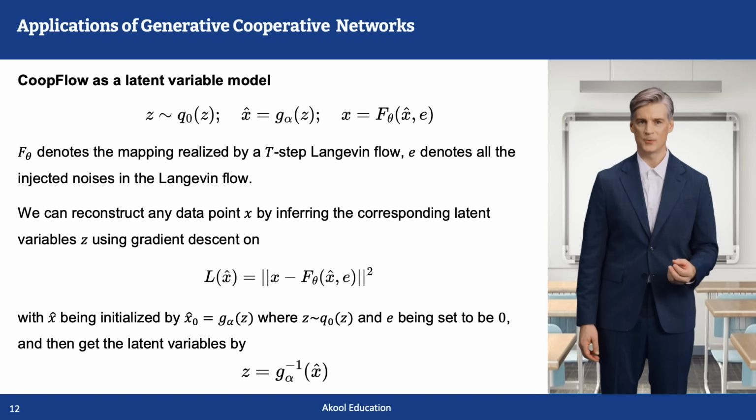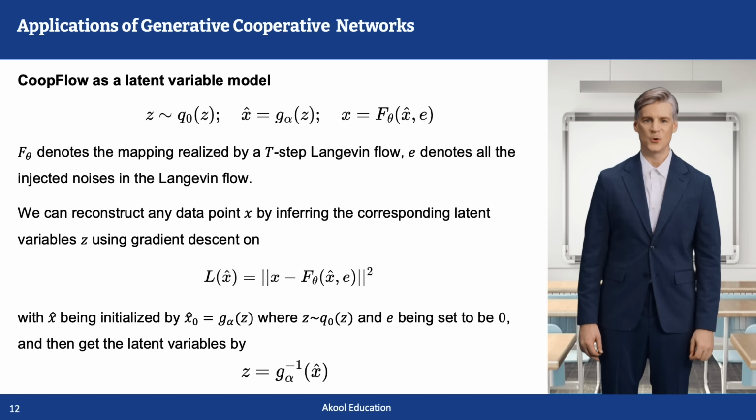Given an observed data point X, we can infer its corresponding latent variable Z. Specifically, we first estimate the intermediate X hat that can best reconstruct X by minimizing the reconstruction loss via gradient descent. Then, using the inverse transformation of the normalizing flow, we compute the associated latent code Z.